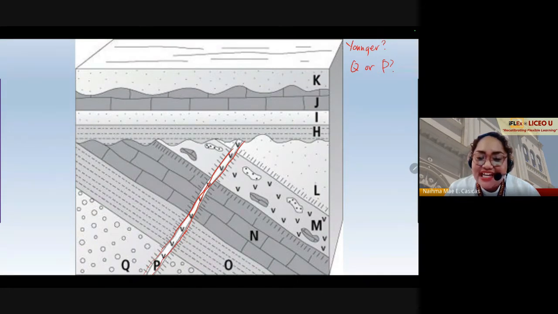So a lot of you are saying it's intrusion P. Okay, that is actually correct. It is P. Intrusion P is younger than layer Q. All right, another question. Which is younger, intrusion P or layer L?